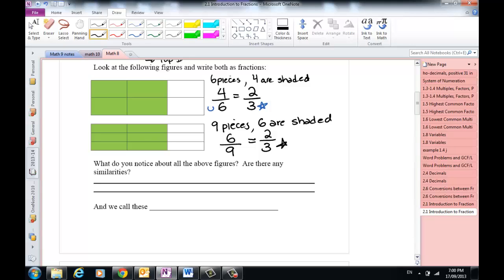What do you notice about all the figures above? Are there any similarities? Well, yes. They can be simplified to be the same. And we call these equivalent fractions.